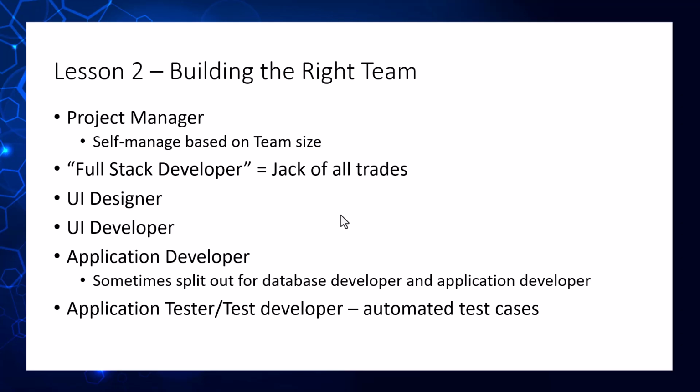Then you have application developers, and sometimes these are split out between people who code the application logic. You may have a separate database developer that develops the backend database that's housing all of your data. You may have additional developers depending on if you're integrating with specific products or are bringing on other technologies that may be outside of the scope of your initial developer. And then there are application testers who can do testing on the application, and there are test developers who will build automated tests for your application.